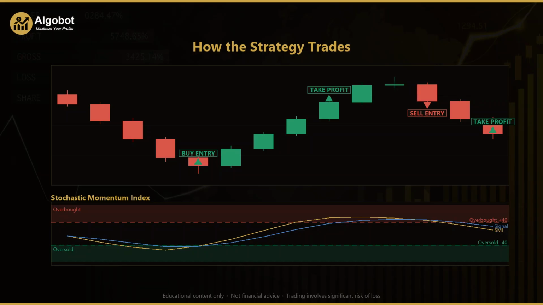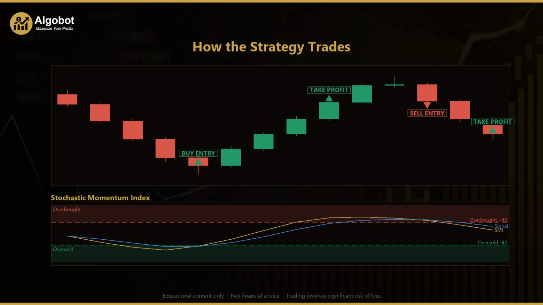So across this single illustration, you have seen both halves of the strategy. On the long side, price stretched to a low, the SMI dropped below negative 40, and only when it crossed up through its signal line inside that zone did the buy get signaled. On the short side, price stretched to a high, the SMI rose above positive 40, and only when it crossed down through its signal line inside that zone did the sell get signaled. In both cases, the double smoothing of the indicator is what makes those crossovers meaningful, and the volatility-based stop and target define the risk before the trade is ever placed.